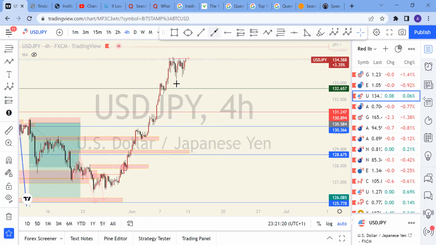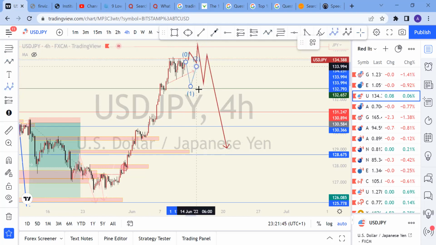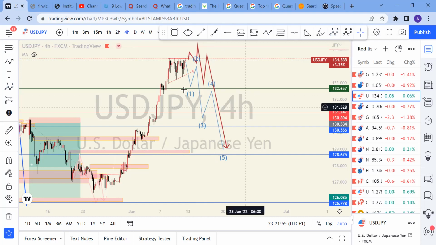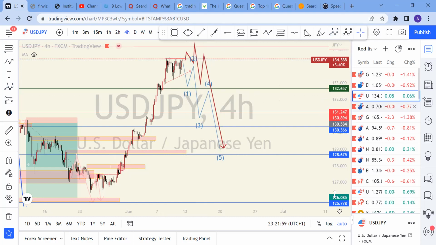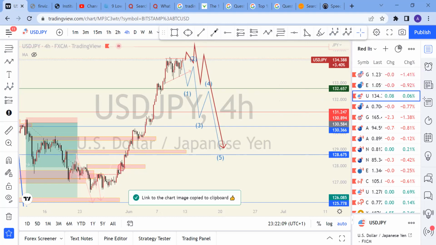So there are a couple of options available here. That would be the first option. And that would be the second option. So we have option 1 and 2 for USDJPY, but altogether the overall bias is still very, very bearish. The overall bias is bearish on USDJPY.